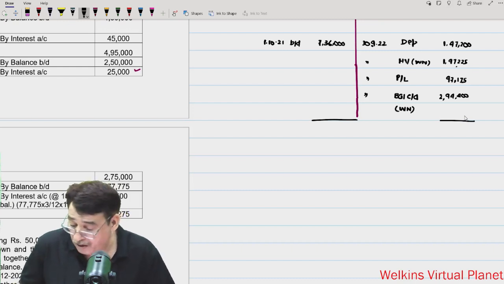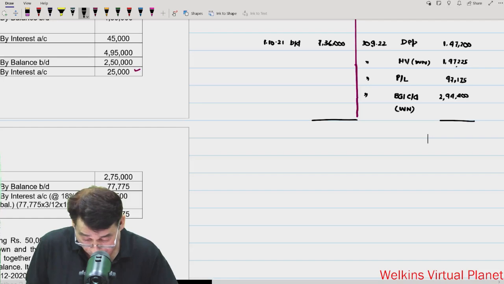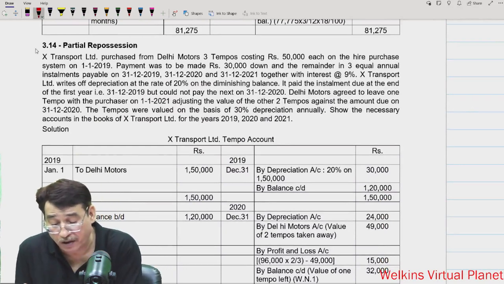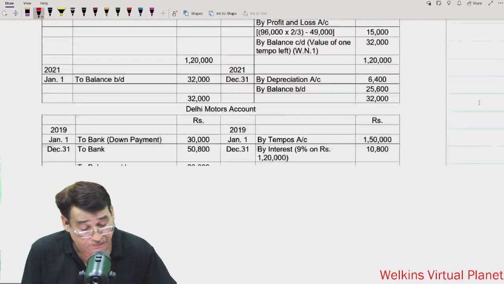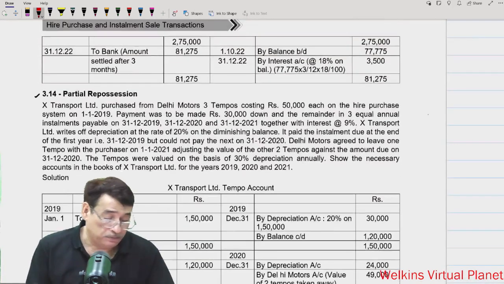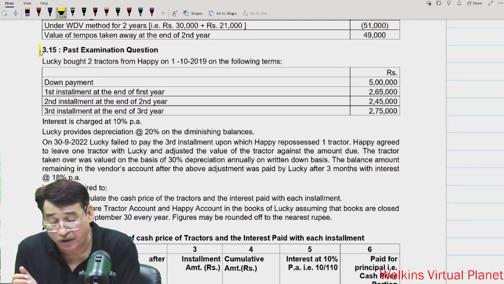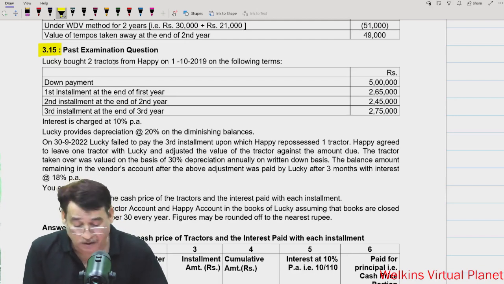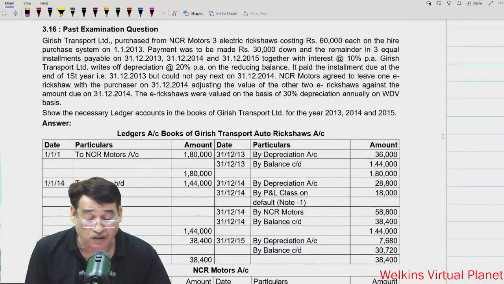So slowly we are coming to the end of this particular chapter. Now next question 3.14 is very simple question, so I need not do it. You can easily manage this question on your own, correct? Simple question. And then 3.15, this is what I was trying to tell you, that the questions 3.13 and 3.15 are absolutely same. You can see here 5 lakh, 2 lakh, 65, 245, 275, and this time two tractors. So same question. So this question is also over. It got printed twice because this question has come in the examination two times.